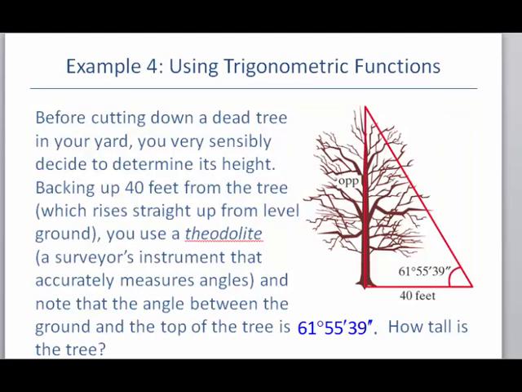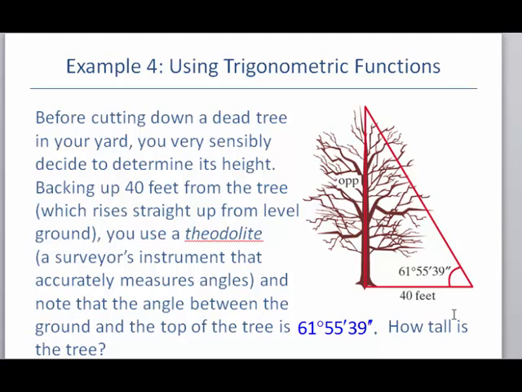So let's begin with an example. It says, before cutting down a dead tree in your yard, you very sensibly decide to determine its height. Backing up 40 feet from the tree, which rises straight up from the level ground, you note that the angle between the ground and the top of the tree is 61 degrees, 51 minutes, and 39 seconds. How tall is the tree?